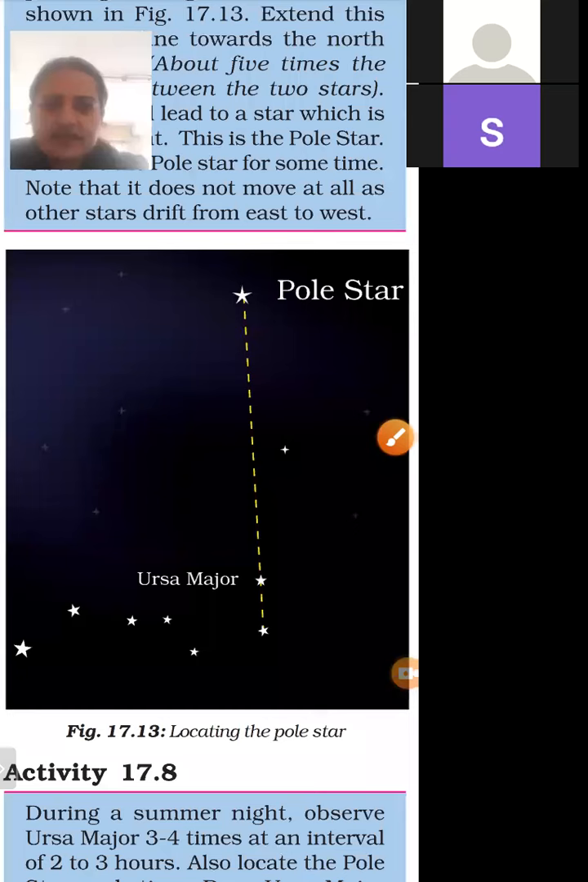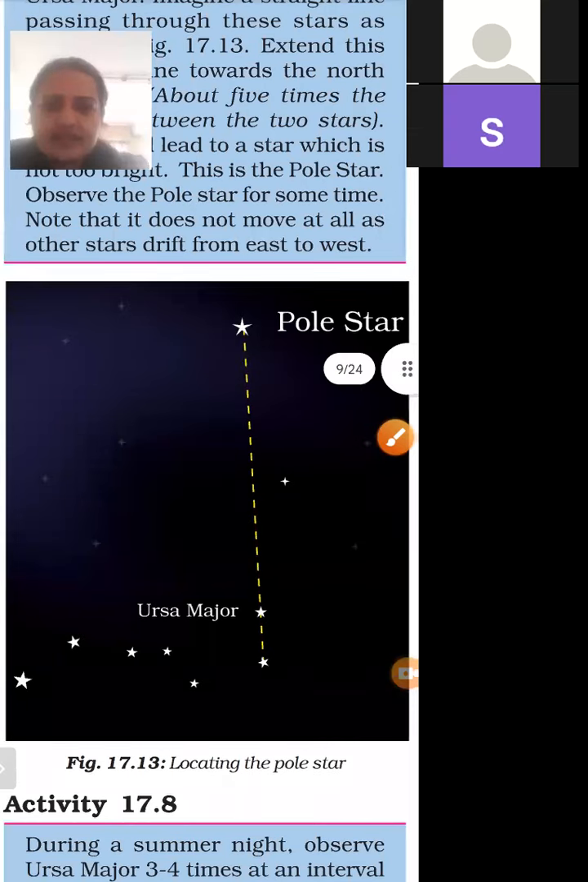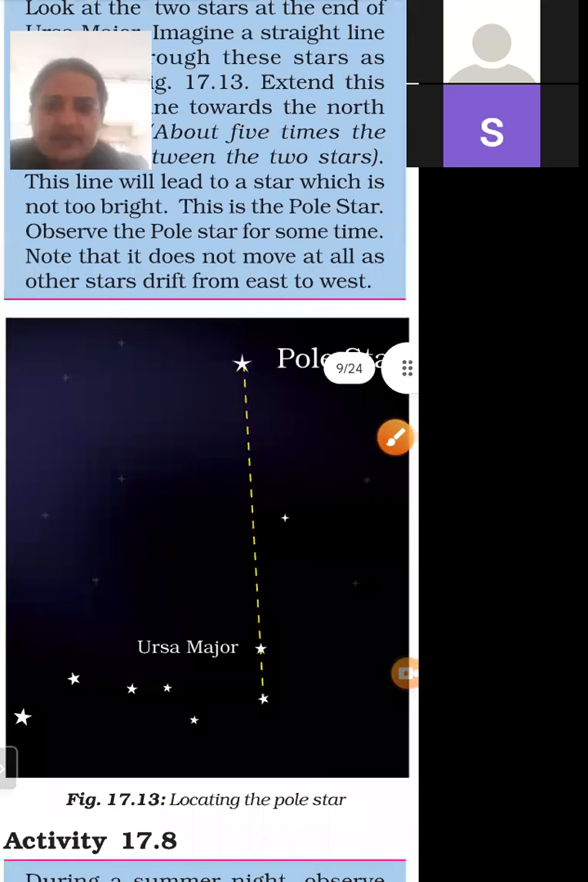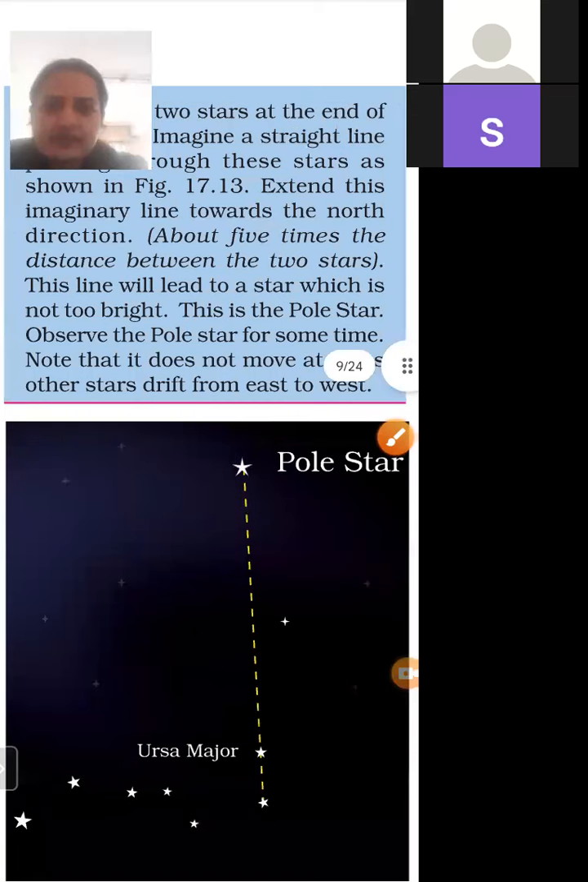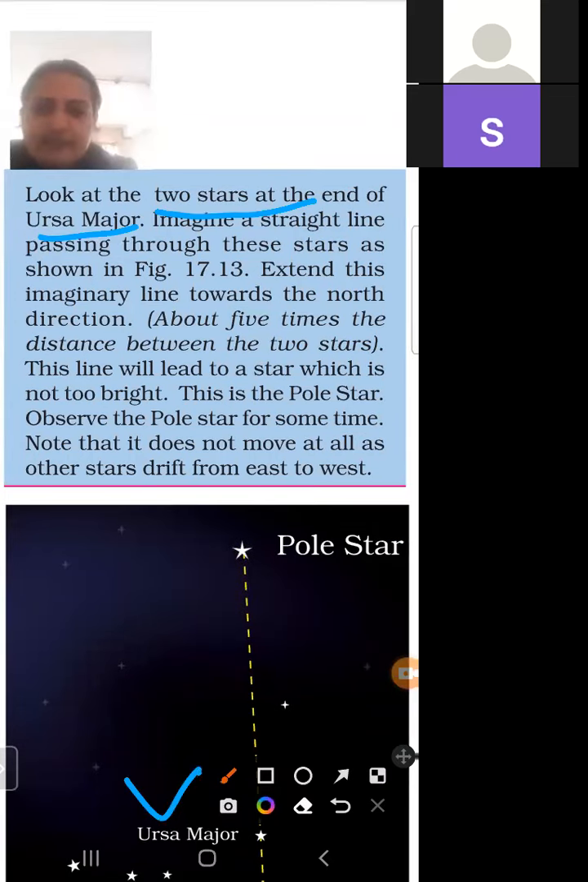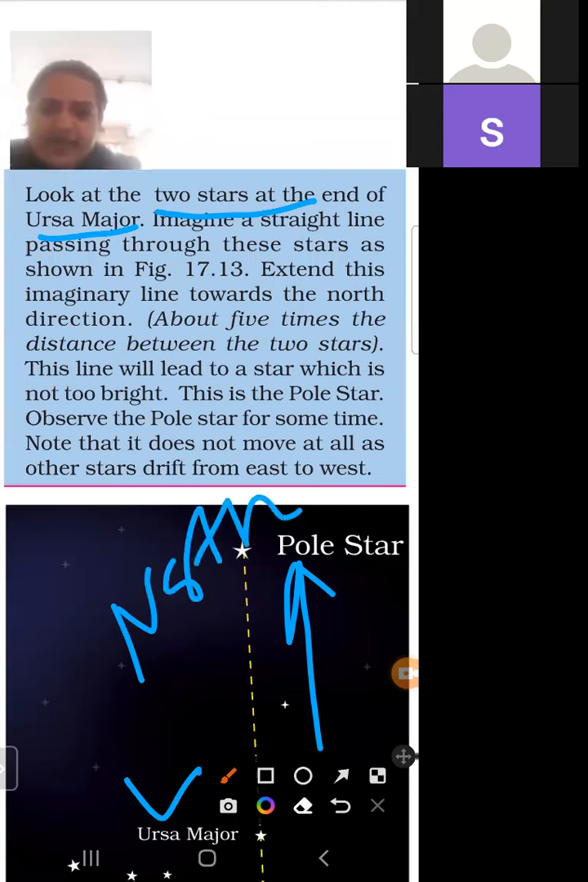So there is an activity. Look at the stars at the end of the Ursa Major. At the end, we see two stars. Imagine a straight line and extend it in that direction. This line will lead to a star which is called the pole star, and it is not so bright.